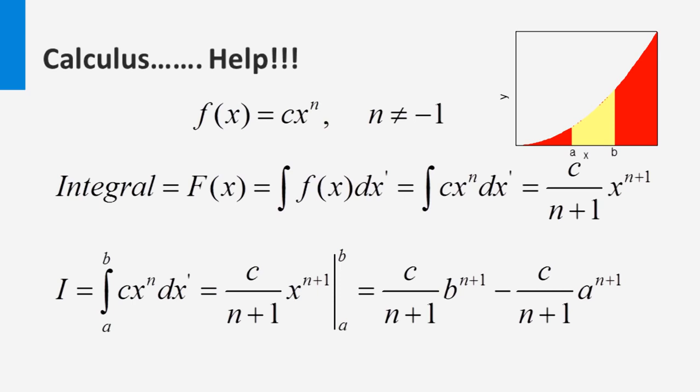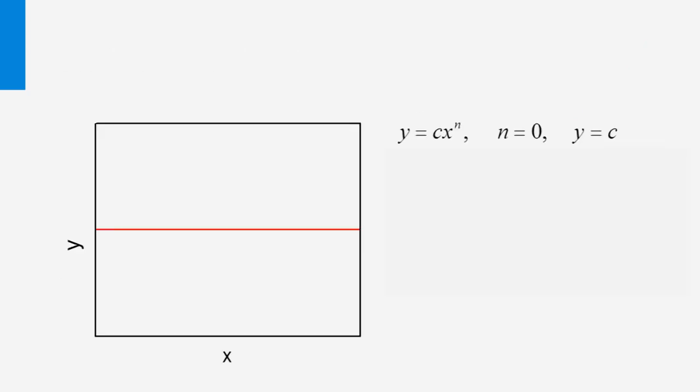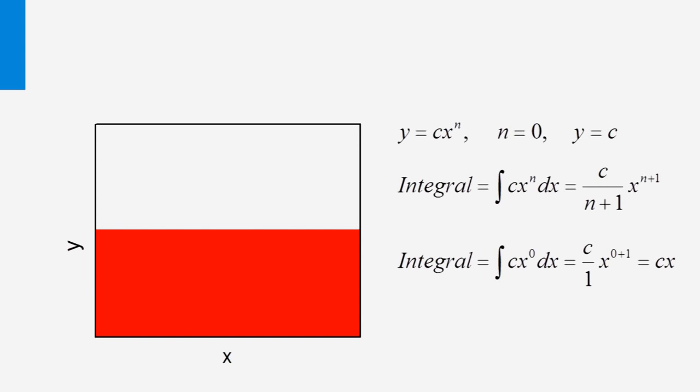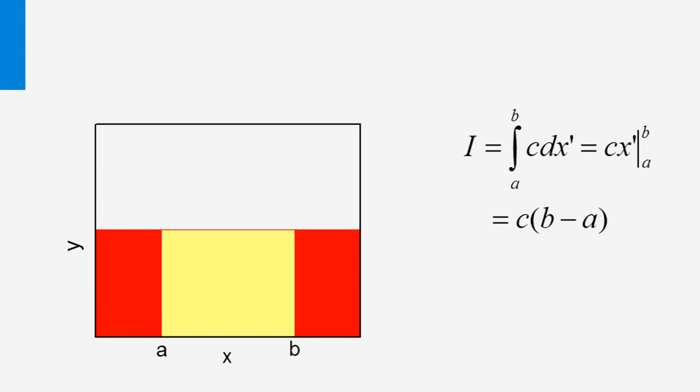Let's give some examples. First, we consider the function f(x) is constant, c. In this case, n is equal to 0. Using n is equal to 0, we can deduce the integral function. The integral of this function is c times x. And if you would consider the area between the boundaries b and a, this would be c times (b minus a).